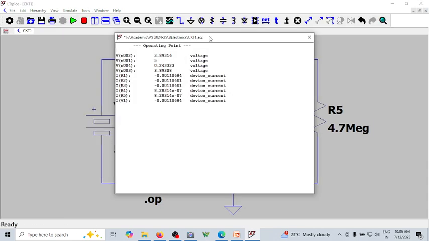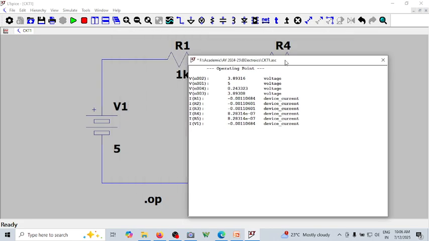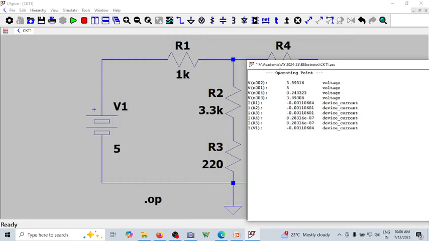Now you can see it is giving all voltages and currents. You can see now this is voltage N002, N001, N004, N003. So what is this N001, 2, 3, 4? So how do we understand this one?